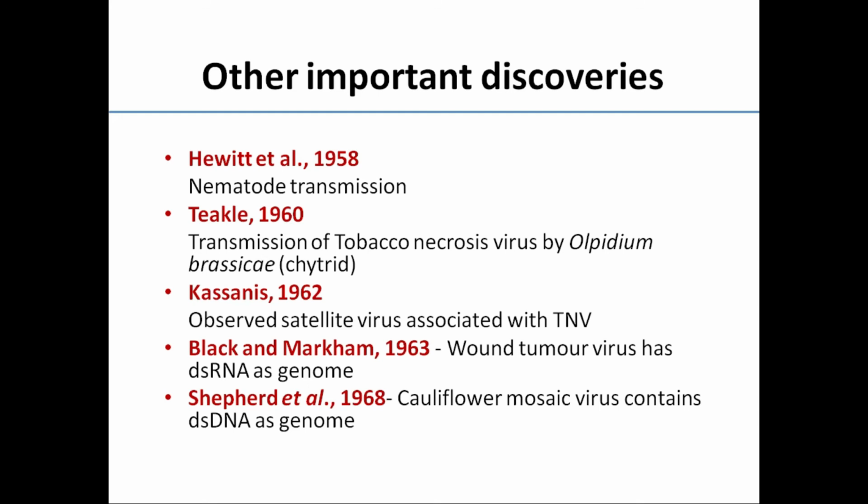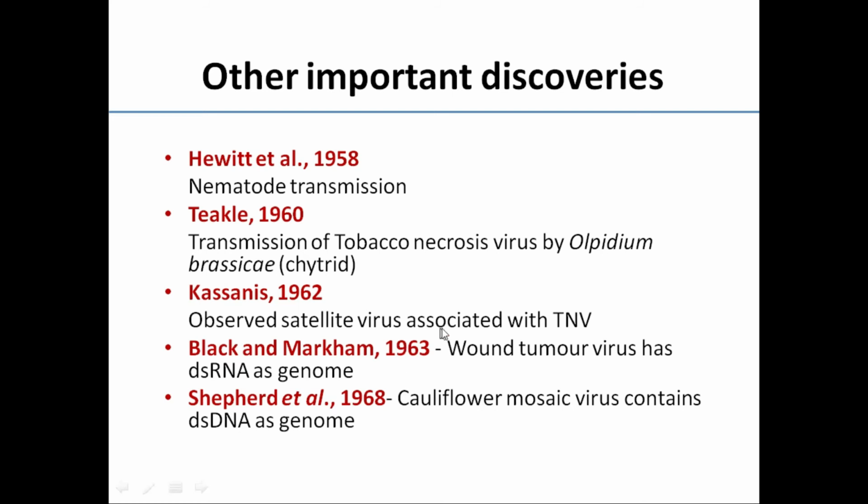Then we have some very significant discoveries in this time. Hewitt et al. in the year 1958 first showed the nematode transmission of plant viruses. Then subsequently we have the discovery of fungi as the vector of plant viruses. Then discovery of satellite virus in the year 1962 by Kassanis. Satellite viruses are the viruses which depend on other virus for replication. So the first satellite virus was observed associated with tobacco necrosis virus or TNV.